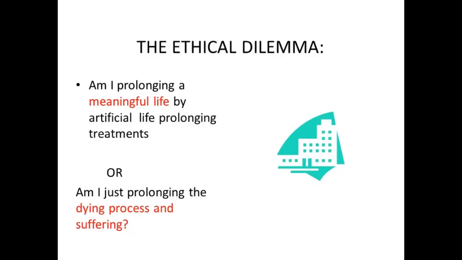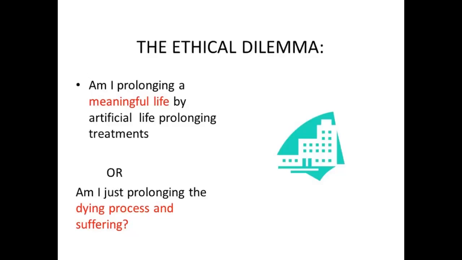So what is artificially prolonging treatments? Most people, if I were to ask you, most people think about the ventilator, the dialysis, maybe the pacemaker or the defibrillator. But artificial treatments can be as simple as treatment for your diabetes, insulin, antibiotics for your infection, thyroid medication, heart medicines, medicines for your blood pressure, and in addition, artificial nutrition and hydration. All of those are treatments without which the patient's life would be shortened. So the question comes up is, if I'm helping prolong somebody's life, am I prolonging a meaningful life for him or not?